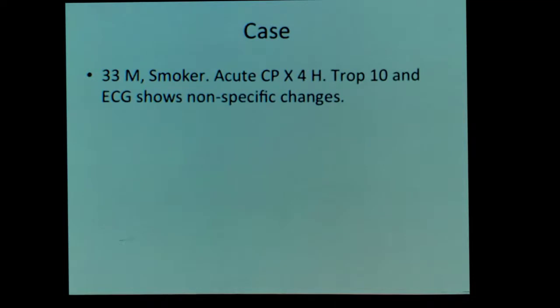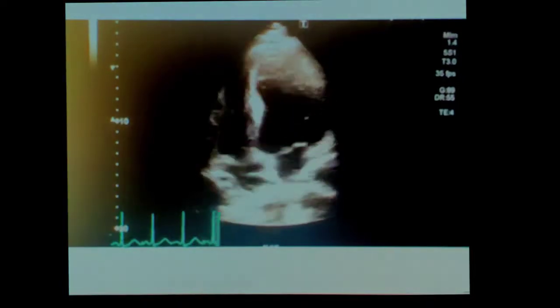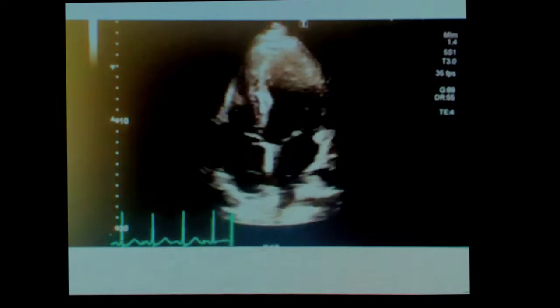If you were just to treat him as ACS, do something before. Chest X-ray. Sure, chest X-ray showed a little bit wide mediastinum. Let's see.